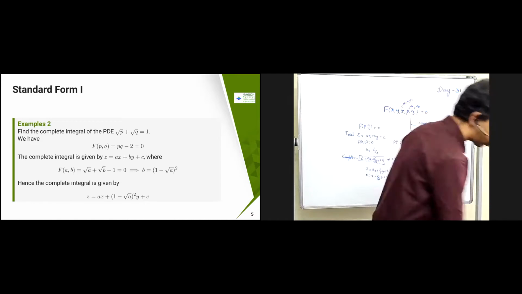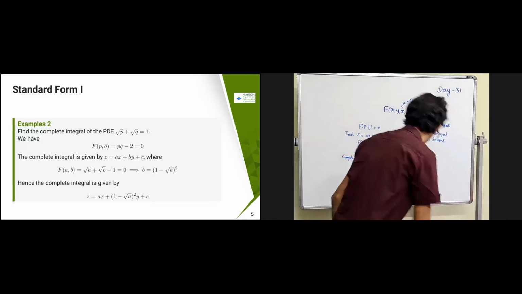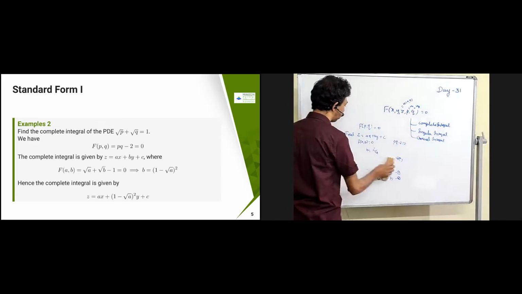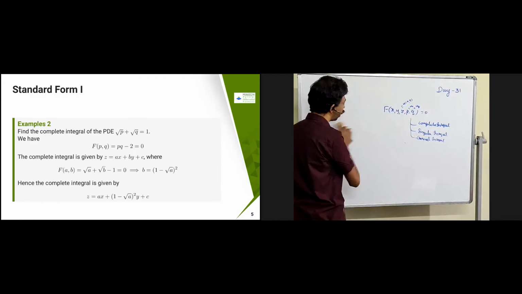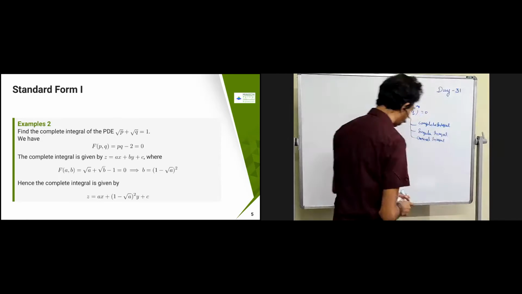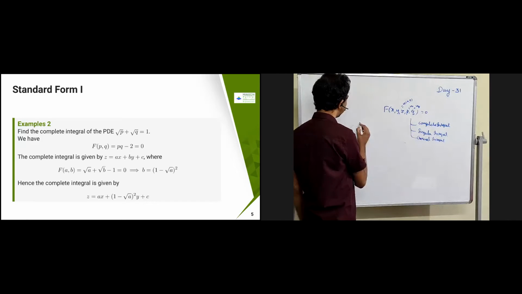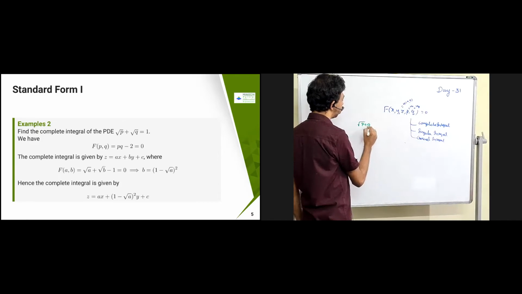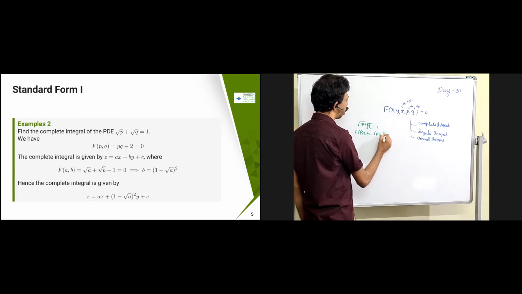Now one more problem is root p plus root q equal to 1. Okay, that also we will see, that we didn't see explained yesterday. So root p plus root q equal to 1. Therefore, what is my f of pq? F of pq is going to be root p plus root q minus 1.